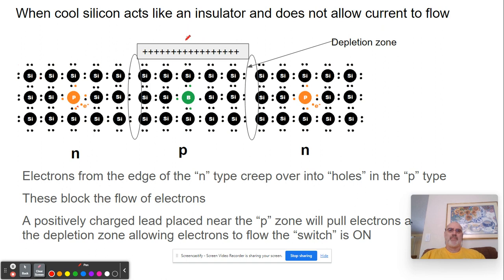But if you bring a positive charged plate near here on the P part, it'll draw some electrons to it, and then that'll let electrons flow through. So electrons will be able to flow through. So now it's turned on. So that's basically it. This is called a transistor. This is an NPN transistor, and it acts like a switch. When the voltage is here, it's on, and when the voltage is gone, it's off.